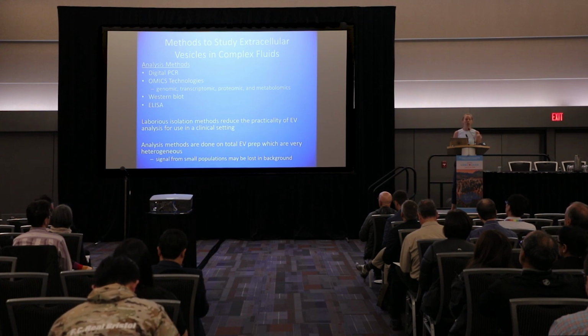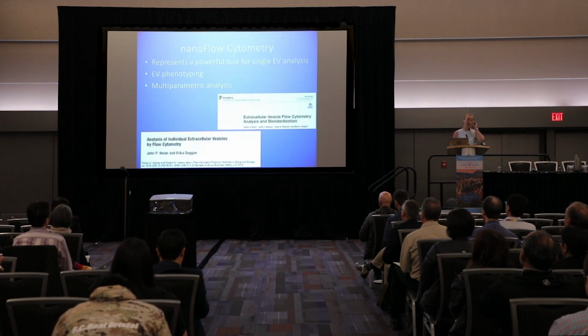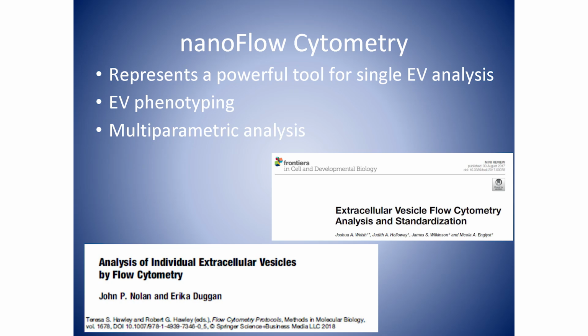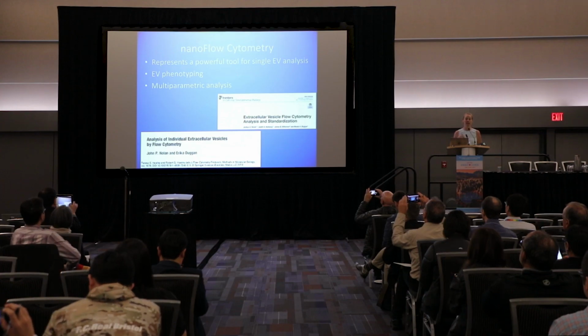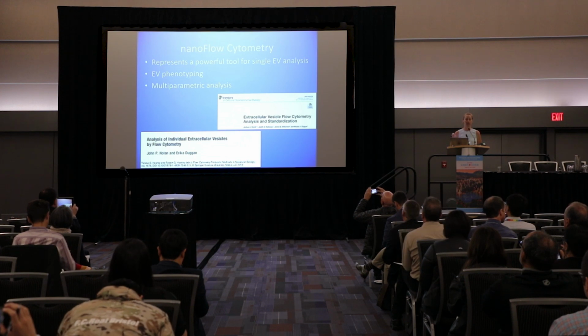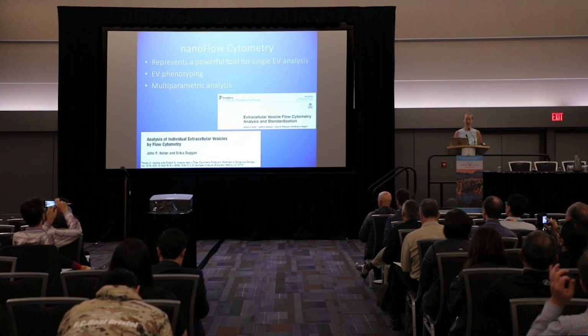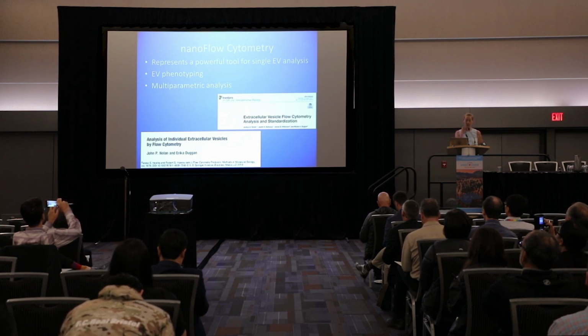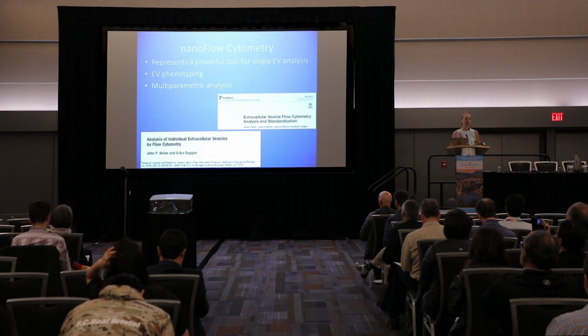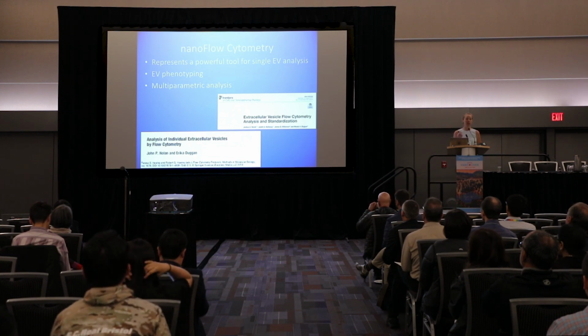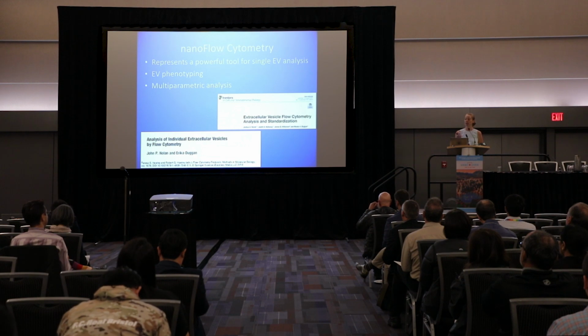So one way that we can overcome this is by using NanoFlow cytometry. I'll just highlight a couple of good reviews here that look at important considerations if you're going to do nanoscale flow cytometry, and at the different effects that everything from your buffers to your settings are going to have on how you analyze your population of interest. But the important thing about NanoFlow cytometry is that it's a really powerful tool for looking at single extracellular vesicle events, analyzing them, and looking at specific markers on them.